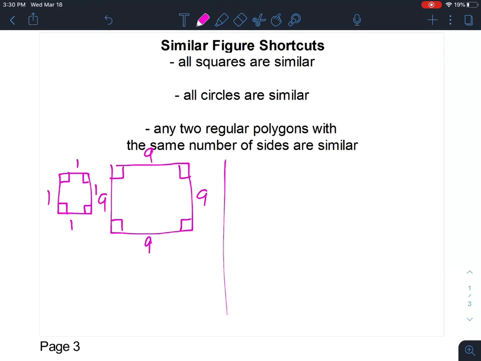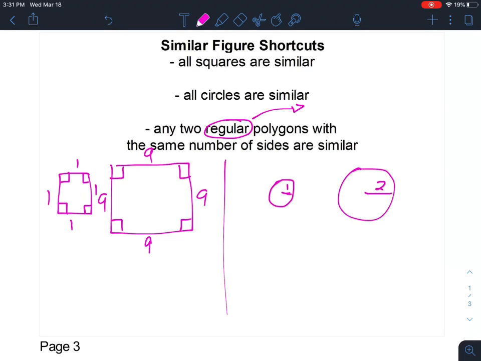The next part: circles are always going to be similar. I know that circles don't have angles in them, but if this is a circle with radius, I'm just going to take it easy and say radius 1, and this is a circle with a radius of 2, well, the radius is going to be the same no matter where we go in the circle, so that's a scale factor of 2 between those.